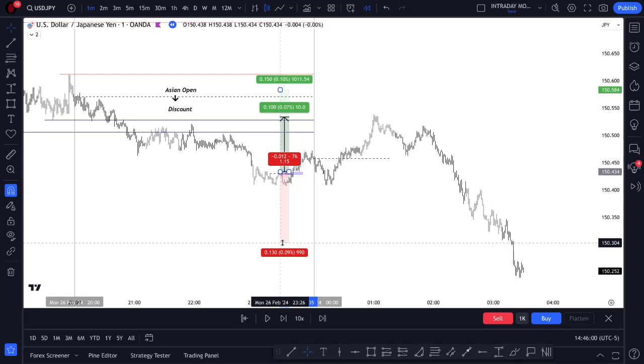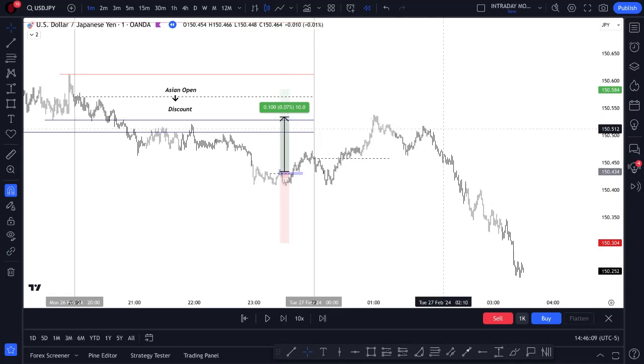I will always try to take partials at 10 pips. I would set an alert at 10 pips. And as soon as my phone goes off, I pick up my phone or I open up my laptop and I take the partials, move my stop loss, and relax for the rest of the session and let the trade do what it has to do.